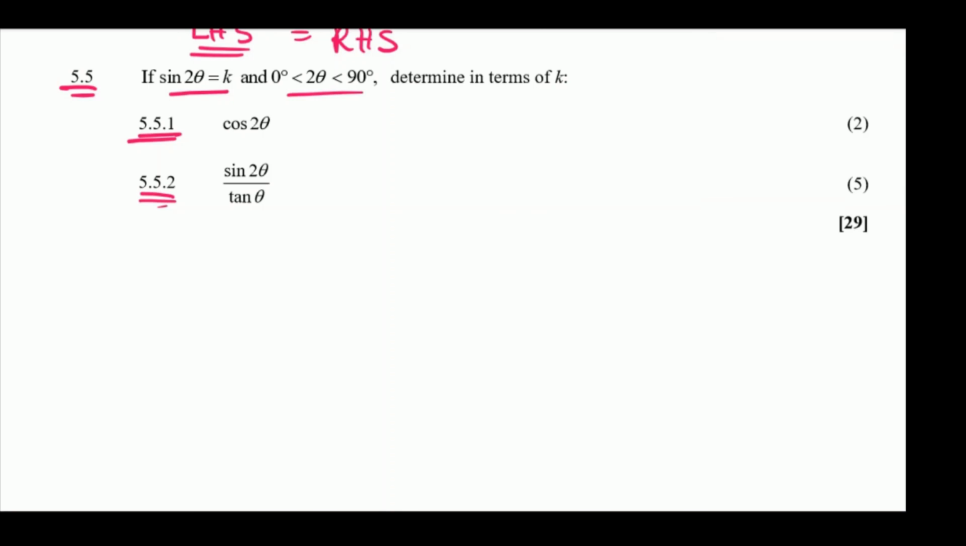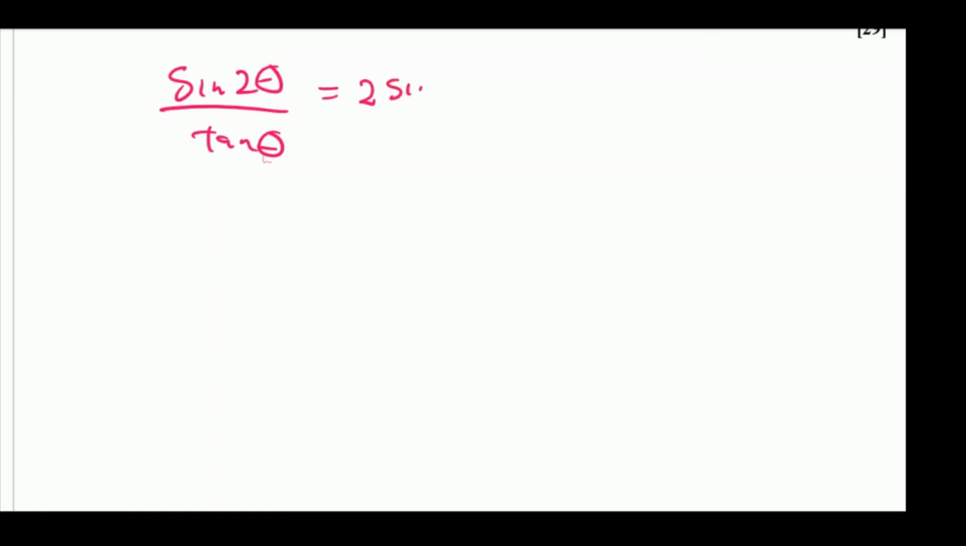5.5.2, we're given this expression to solve by determining it in terms of k, right? So to solve this problem, we have sine of 2 theta over tan of theta. To solve it, let's first expand this. It's going to be 2 sine theta cos theta, if you know your double angle formulas, this is one of them, over tan of theta.